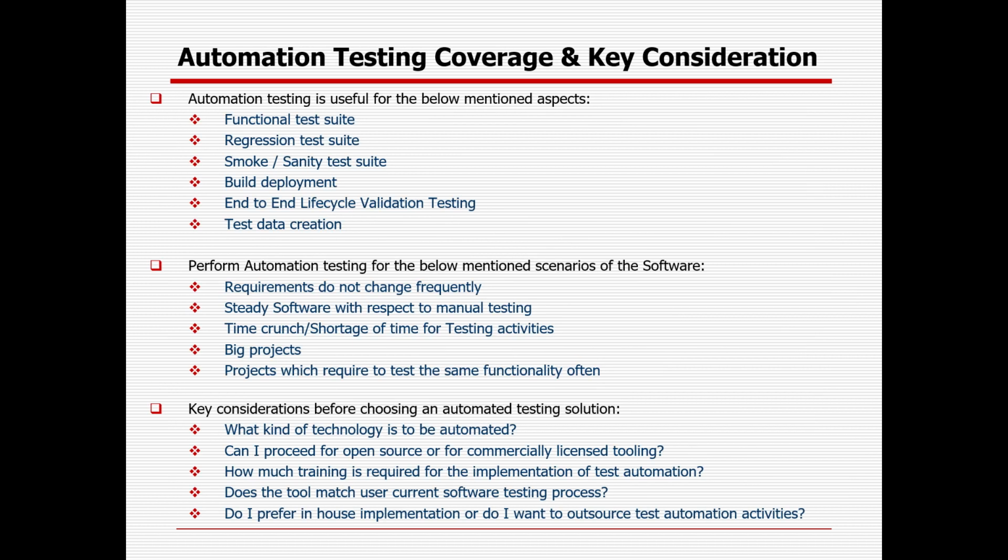Automation testing coverage and key consideration. So what are the different kinds of things you can automate? You can automate the functional test suite, regression test suite, smoke and sanity test suite, and end-to-end lifecycle validation also. Nowadays, in case some build is coming, we can automatically trigger our automation test execution, which is called build deployment. And apart from that, in most of the industry you already know, you need to create some test data. After filling in a number of fields, you would require the test data set. That can also be automated, and you can get n number of data in very minimal time.